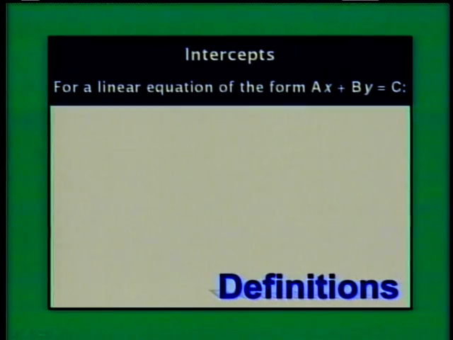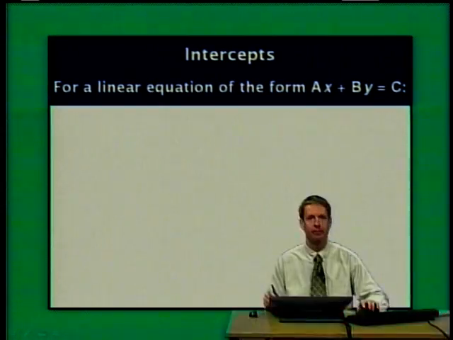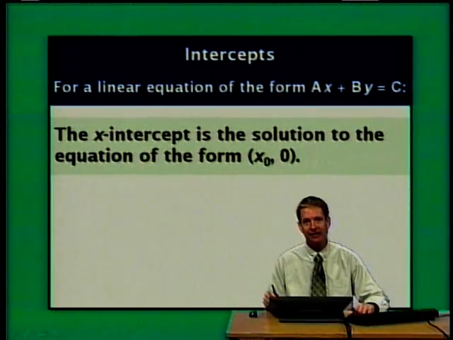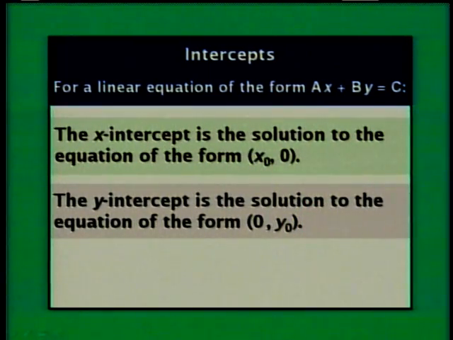Now I'm going to talk about a couple of special solutions that we call intercepts. Let's start with a definition. For a linear equation of the form ax plus by equals c, the x-intercept is the solution to the equation of the form (x sub 0, 0), and the y-intercept is the solution to the equation of the form (0, y sub 0).